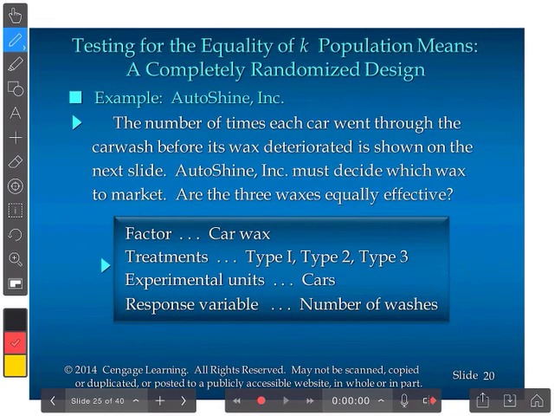So then basically what you collected was the number of times each car can go for a car wash before the wax actually disappeared. All right? And so the factor is the car wax. Treatments, we have 3 treatments for the car wax. Experimental units, the cars. The response variable, how many car washes that we could get.